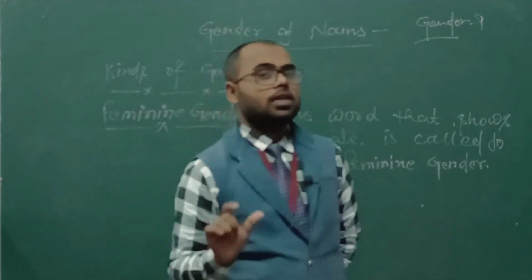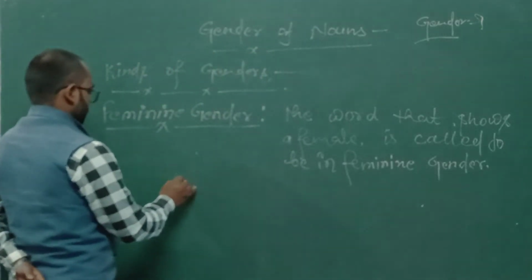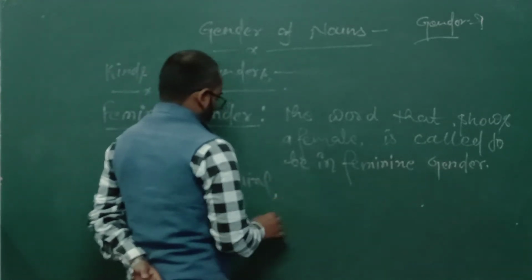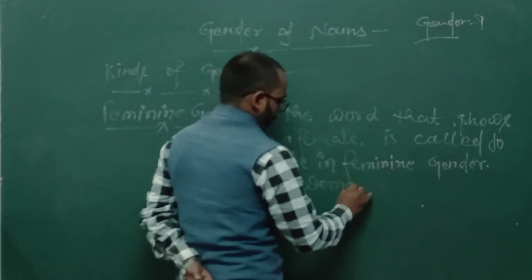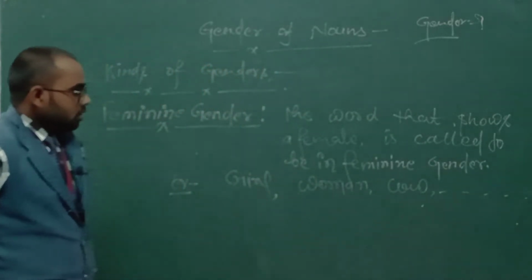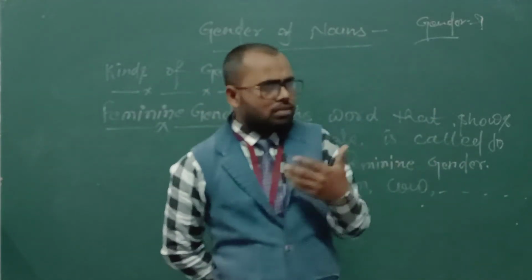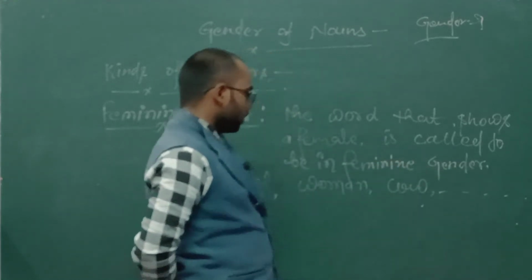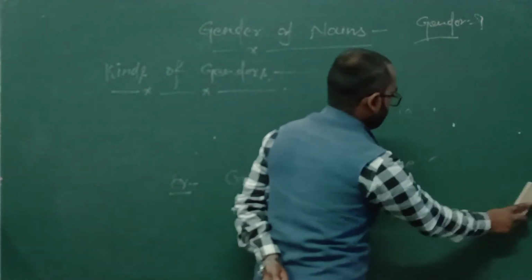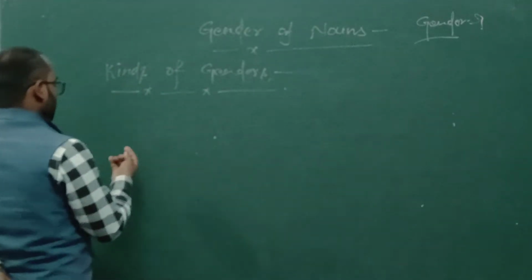Means whatever the words are there, we have to see what type of sense the words are giving. Like girl, woman, cow. So the word that will show the female, a female word, will be called to be in the feminine gender. After that, we have the next one, common gender.